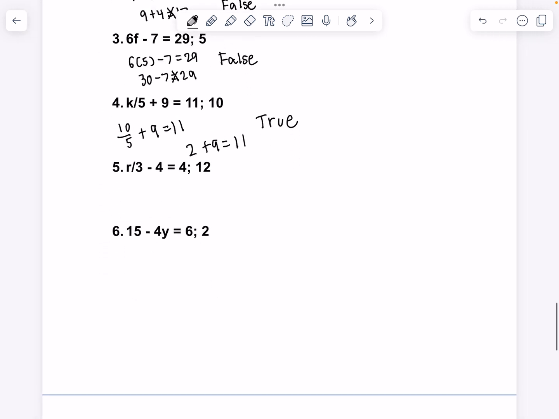Here, it's saying that r is equal to 12. So 12 over 3 minus 4 is equal to 4. So 12 divided by 3 is 4. 4 minus 4 is not equal to 4, so that is a false statement.